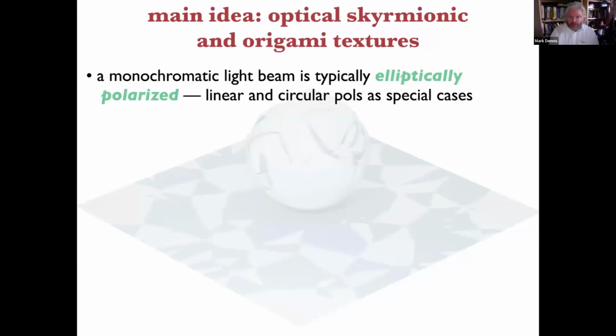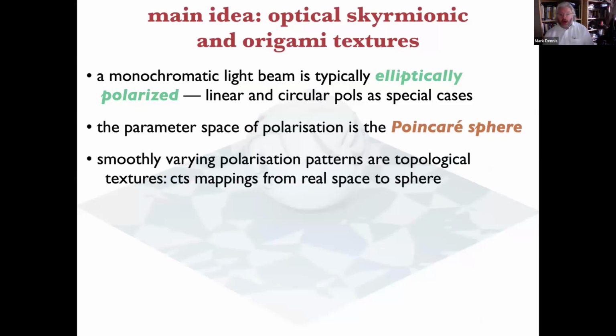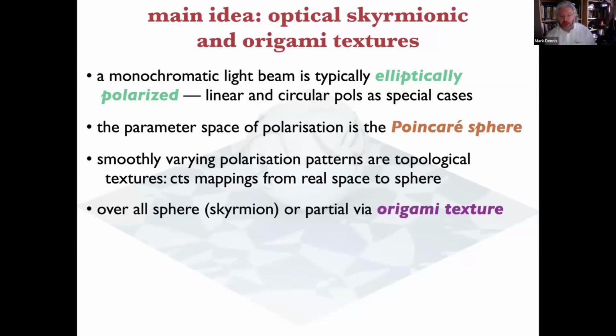Of course, a monochromatic light beam is typically elliptically polarized. We've seen lots of examples of that already. And we normally think of elliptic and circular polarizations as special cases geometrically. The parameter space of polarization is the Poincare sphere, of course. Our smoothly varying polarization patterns, therefore, are what in other areas of physics are called topological textures. It's this idea of a continuous mapping from real 2D space to the sphere.